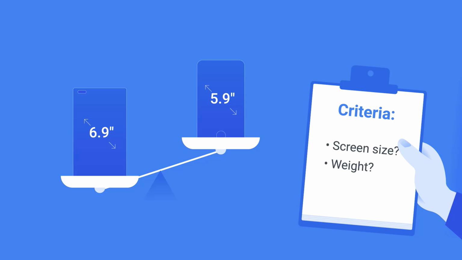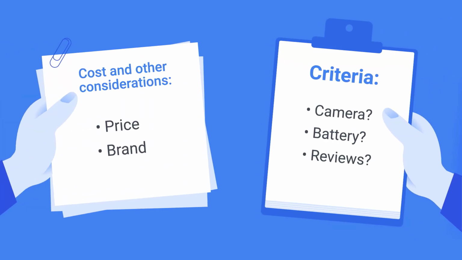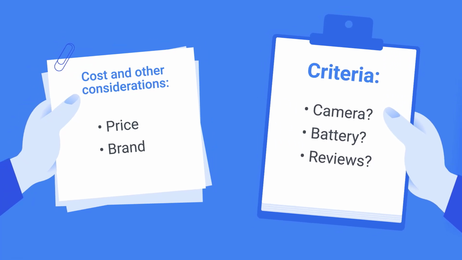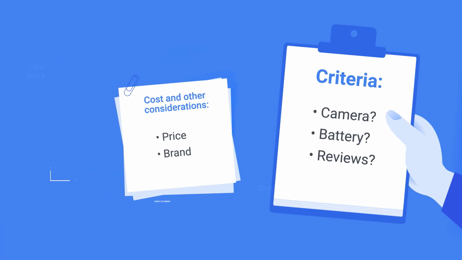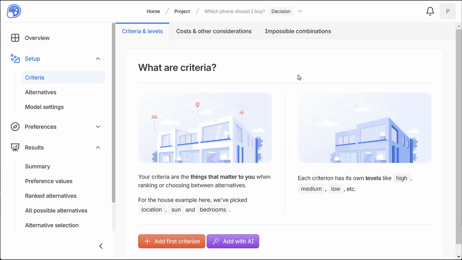The other thing to keep in mind is to enter the costs and other considerations, like purchasing price or brand, separately from our criteria. This is because having costs and considerations separate from our criteria helps us better analyze our alternatives. For this example, we'll keep the criteria focused on things like how good the camera is, and we can weigh that up against costs later using the value for money chart in the alternative selection page. So let's start adding our criteria.